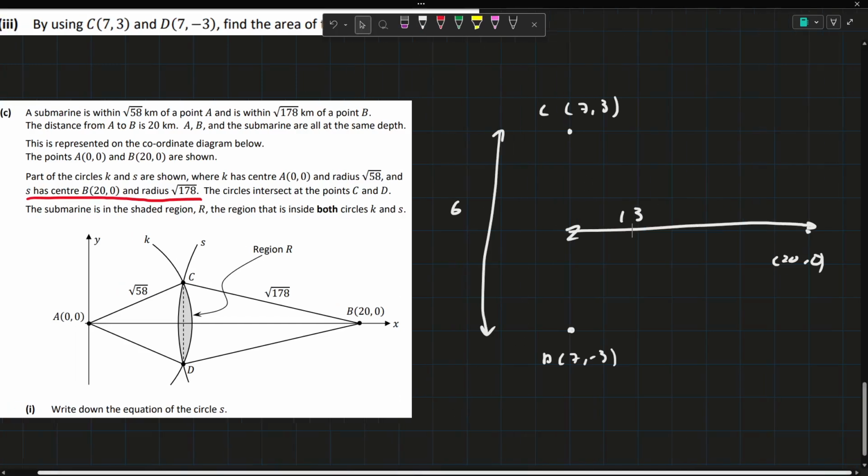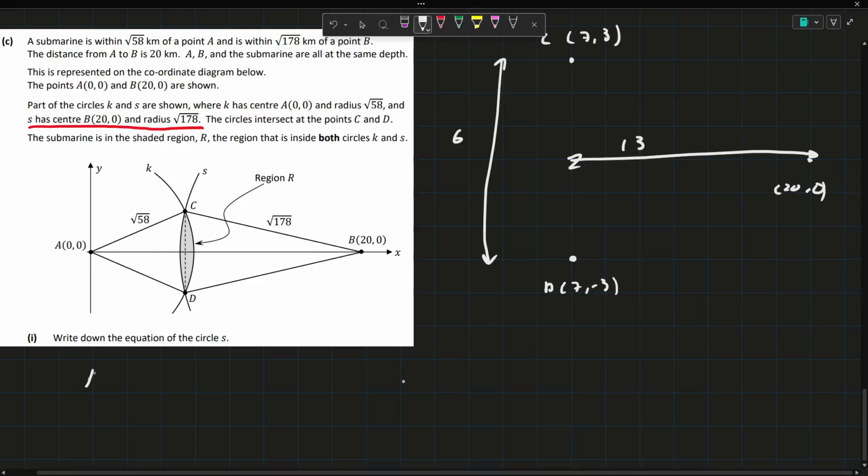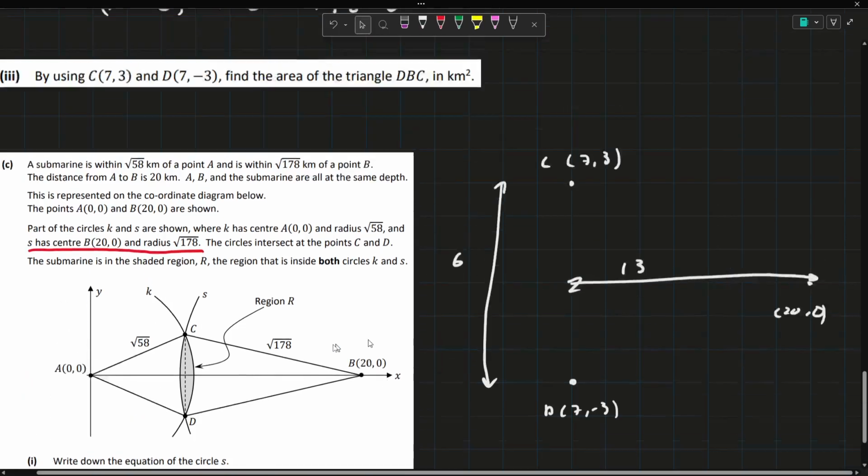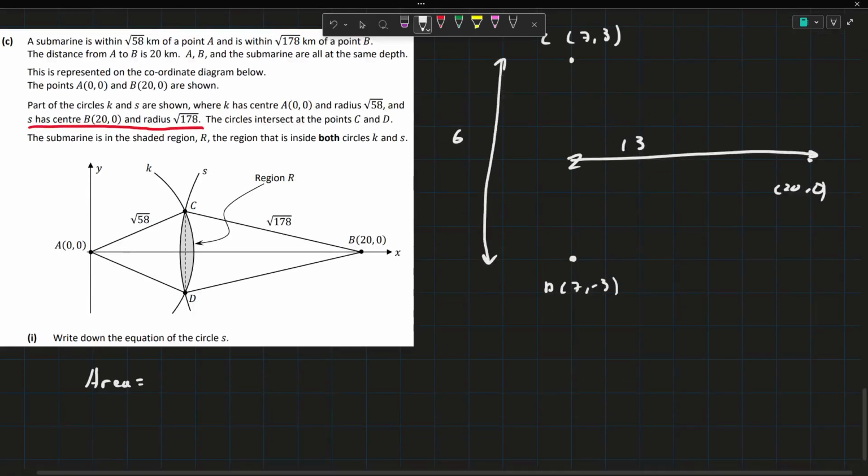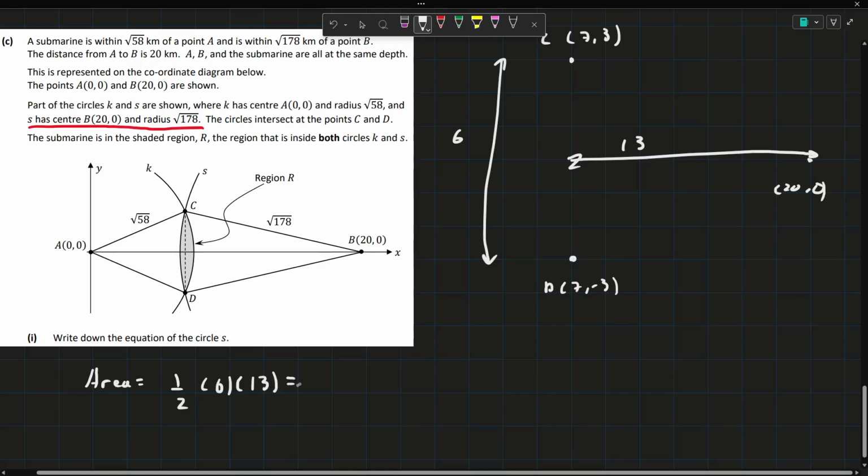All these distances are in kilometers, so the area will be equal to, because we're told to find the area of the triangle, half the base, which is 6, times the perpendicular height, which is 13, which will give you 39, and that's in kilometers squared as the area.